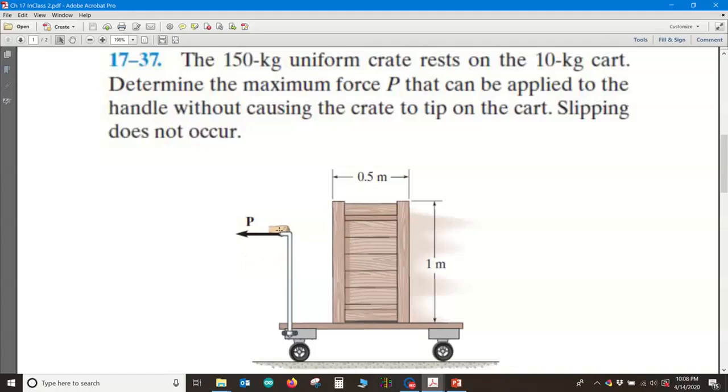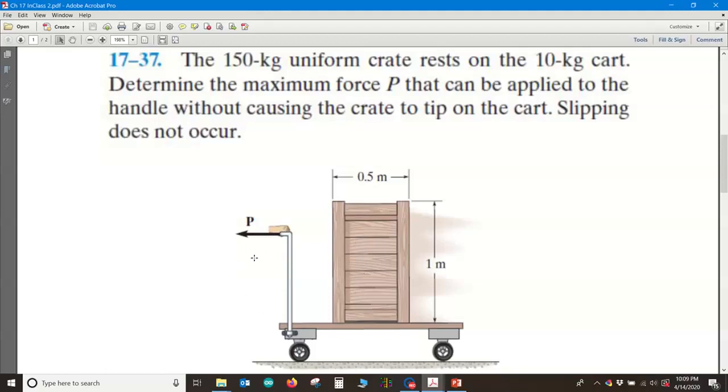Now what happens in this situation? When, let's say, nothing is moving, the problem is static. At that time the acceleration of the system is 0. But when you apply the force P, if you apply less force, then the crate stays on the cart and it moves with the cart. But at a certain point, if you apply a very high force, there are chances that the crate tips on the cart. So we need to find this maximum force at which the crate is at the verge of tipping. It hasn't tipped yet, but it is at the verge of tipping. Beyond that force, it will tip for sure. Below that force, it will not tip, but will just stay on the cart.